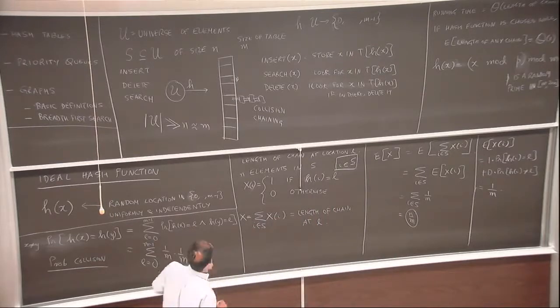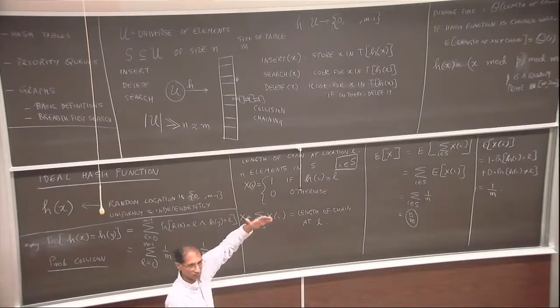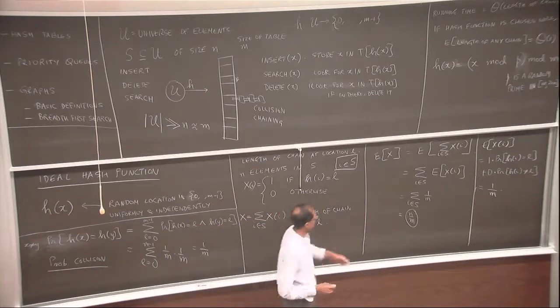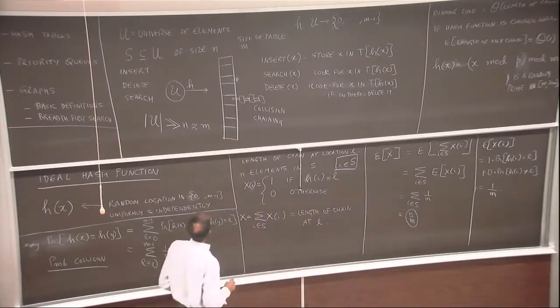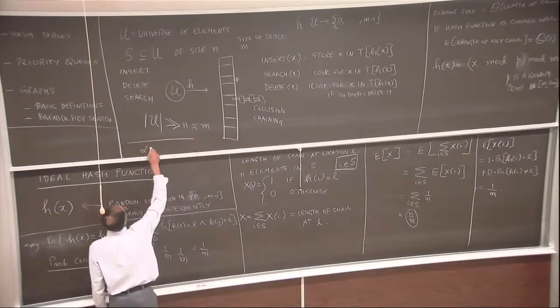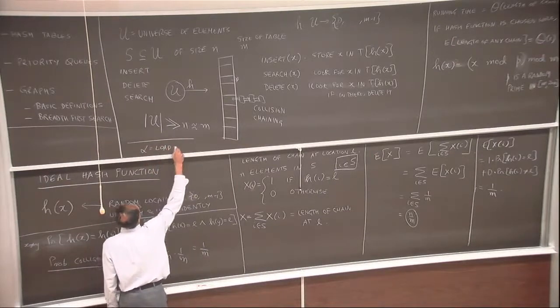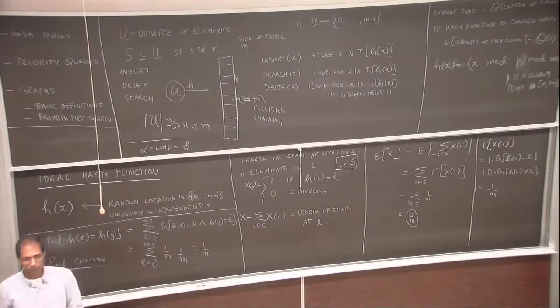n over m is referred to as the load of the hash function. How many elements are you putting in as a function of the size of your table? So the smaller you make m, the larger the load. The larger you make m, the smaller the load. That's sometimes referred to as alpha, which is the load, equals n over m. Any questions so far?